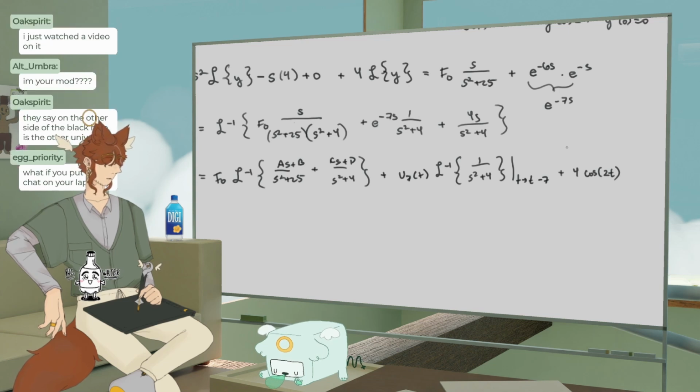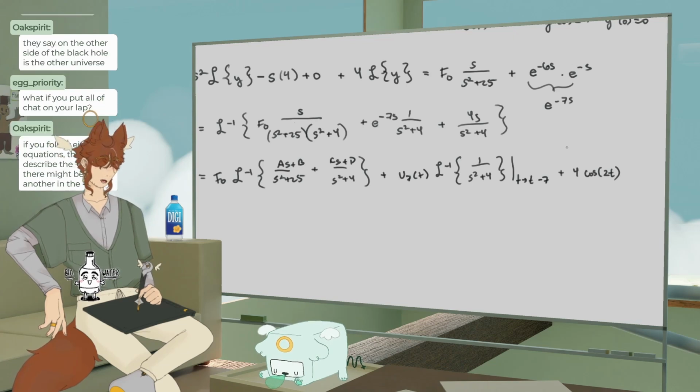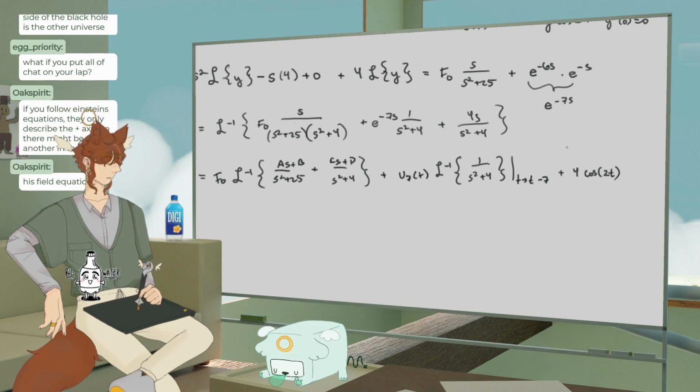They say on the other side of the black hole is another universe. What if I put all of chat on my lap? Absolutely crazy suggestions from chat today. I'm liking what Oak Spirit's talking about. If you follow Einstein's equations, they describe the plus axis. There might be another in the negative axis, his field equations.